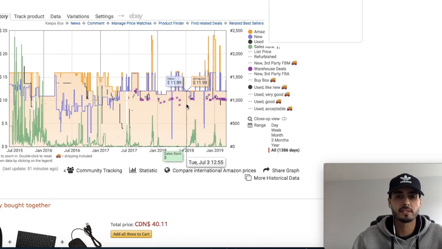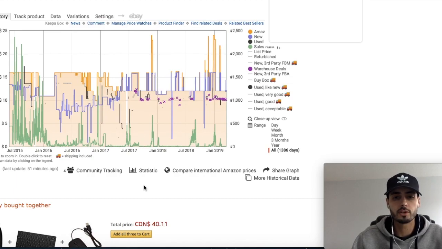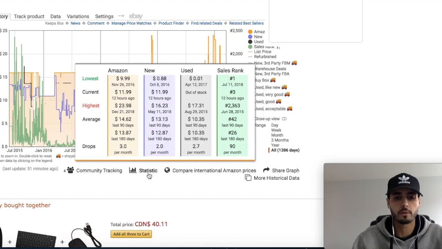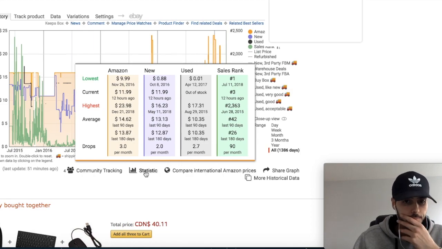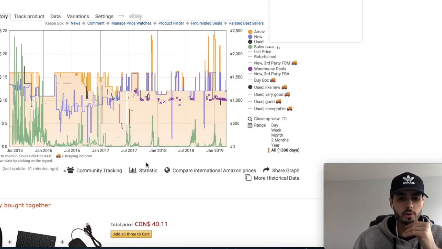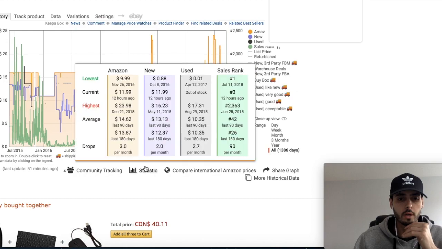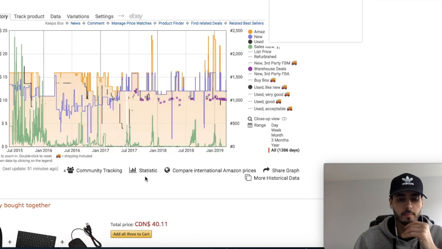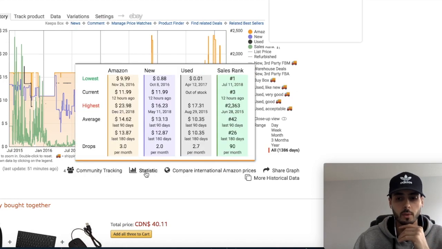Now, this is a perfect segue, guys, because if you come down right below this chart there is this little toggle or this little pop-up here. If you hover your mouse over statistic, it will open up a chart for you. Now, I can't move my cursor or the pop-up will come off. So just follow along with me. But I also use this pop-up.